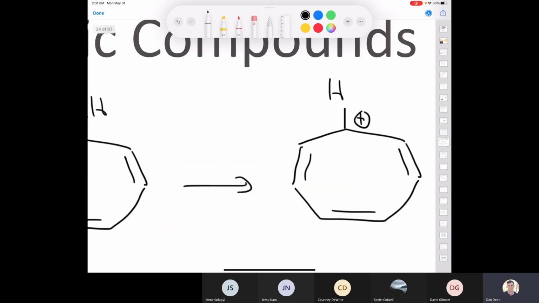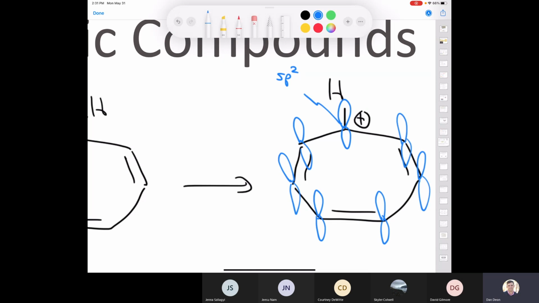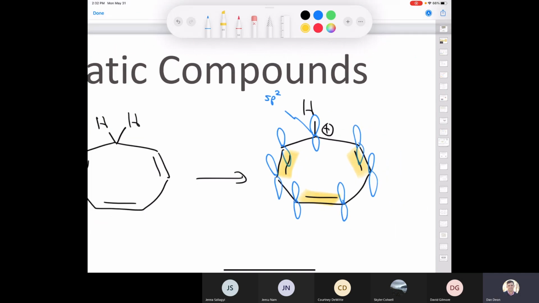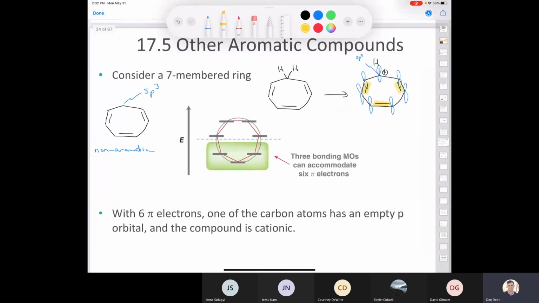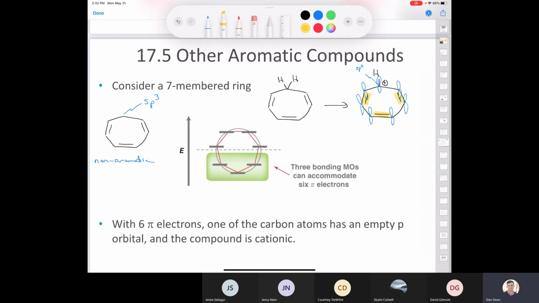Now, this carbon, it's sp2 hybridized, isn't it? What does that mean? It's got a p orbital. Now I've got a continuously overlapping system of p orbitals. And I have a total of how many pi electrons? 1, 2, 3, 4, 5, 6. That's a Huckel number. So this ion fits the criteria for being aromatic, right? I've got a total of 6 electrons in the ring. 1, 2, 3, 4, 5, 6. So there you go. Now I have a closed shell electron configuration.